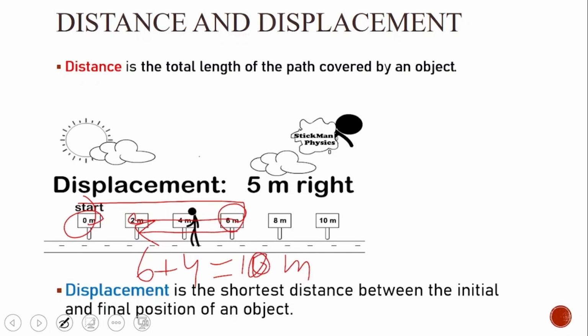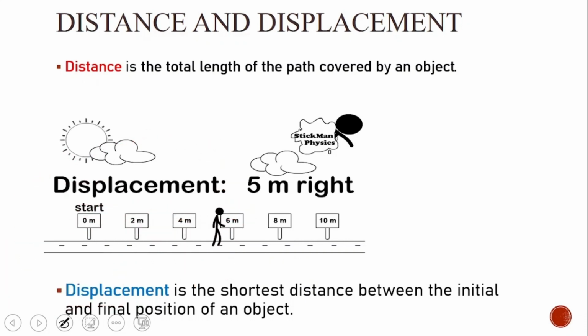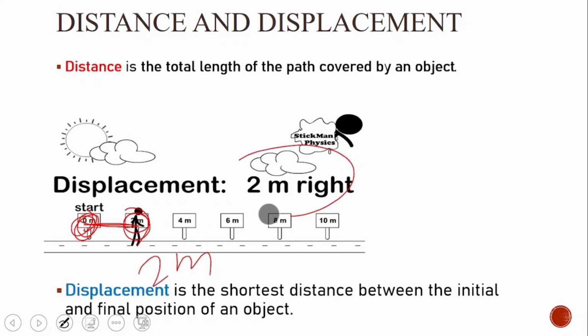But if we want to find out the displacement, what will we say? Here is the starting position, and here is the ending position. The distance between these 2 points is 2 meter, so the displacement is 2 meter.